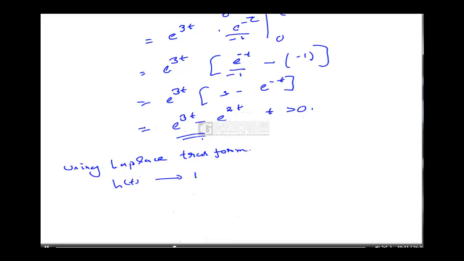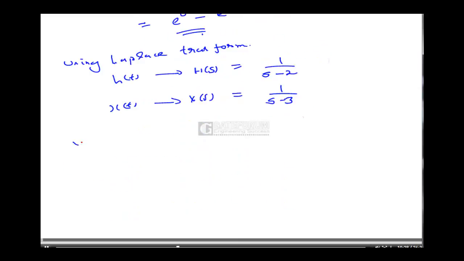h(t) will have Laplace transform H(s), which is equal to 1 upon s minus 2. x(t) will have Laplace transform X(s), which is equal to 1 upon s minus 3. Now, Y(s) will be 1 upon (s minus 2) into (s minus 3). Find the inverse Laplace transform of this.